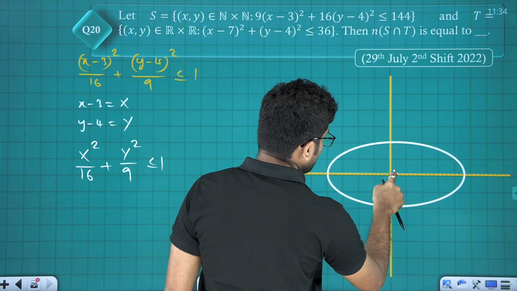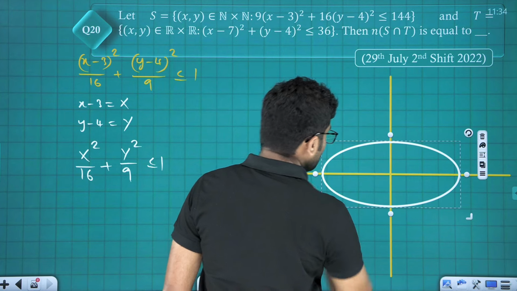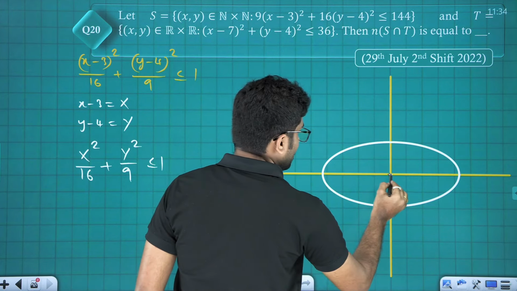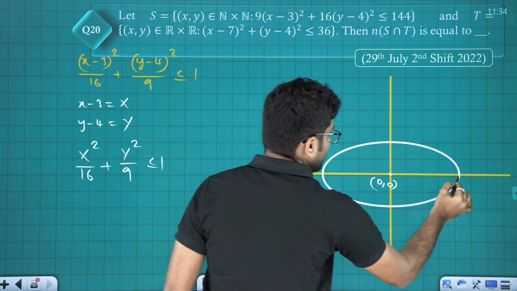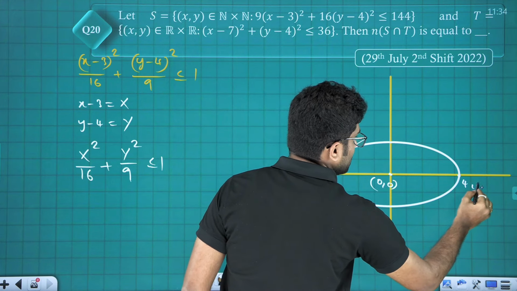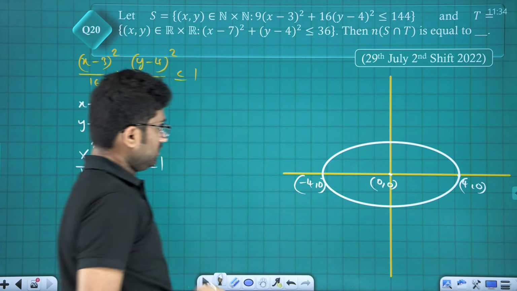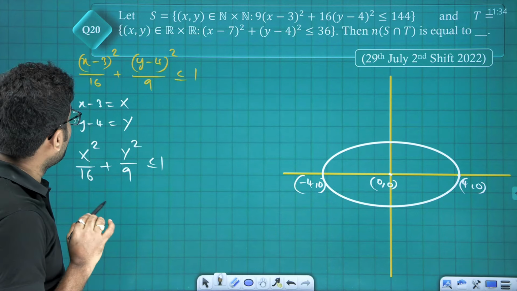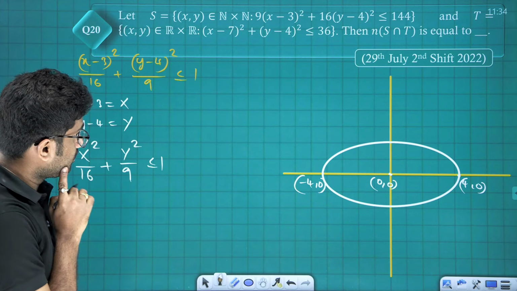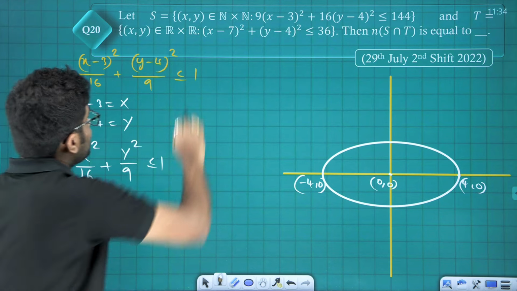Let me draw one ellipse. Okay, this ellipse has center 0, 0 and intersects the x-axis at points 4, 0 and minus 4, 0. Now we have one more thing. What do we have? We also have a circle.